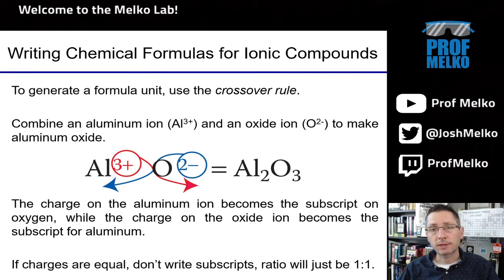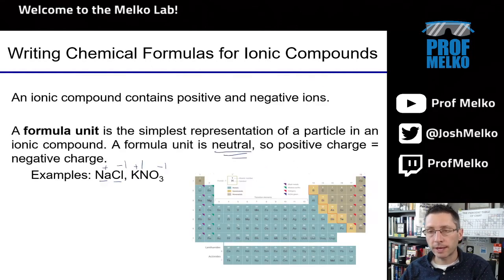We come up with them using something called the crossover rule, keeping in mind that the charges must balance and overall this aluminum oxide must be neutral. How do we come up with these numbers 2 and 3? The way I like to teach this is to consider what the charge is on each ion. For aluminum, you can look in the periodic table.